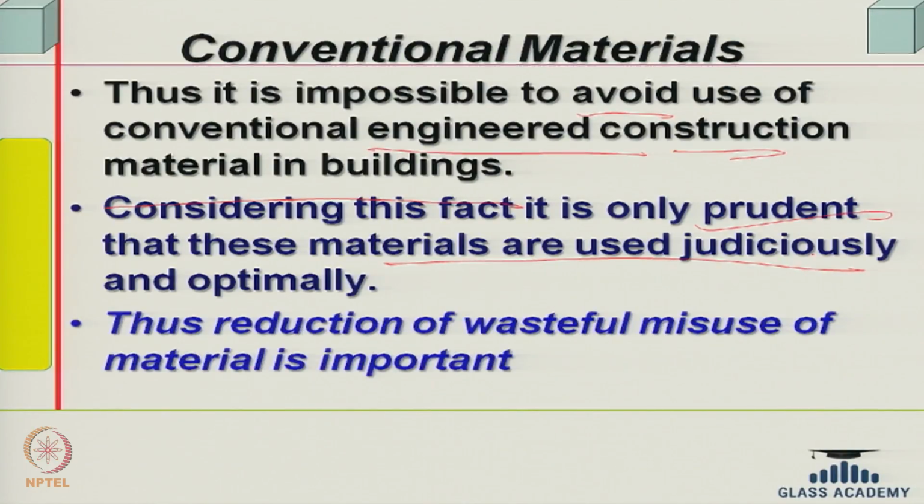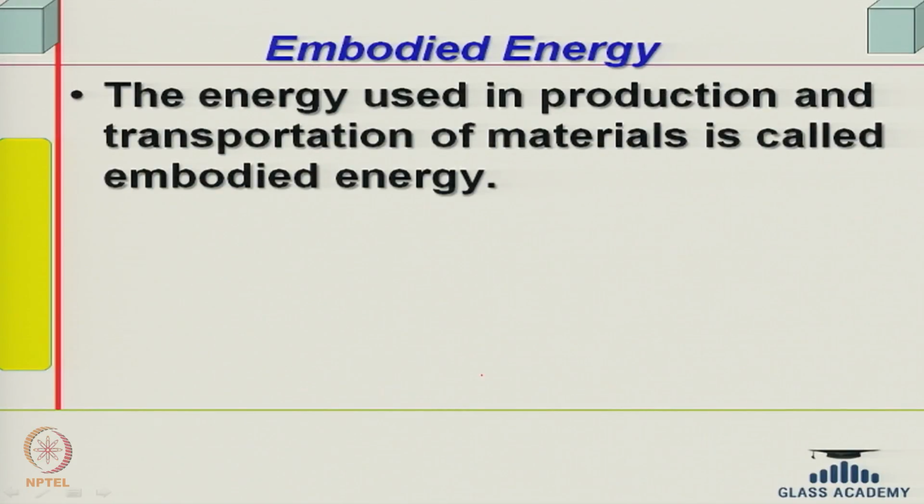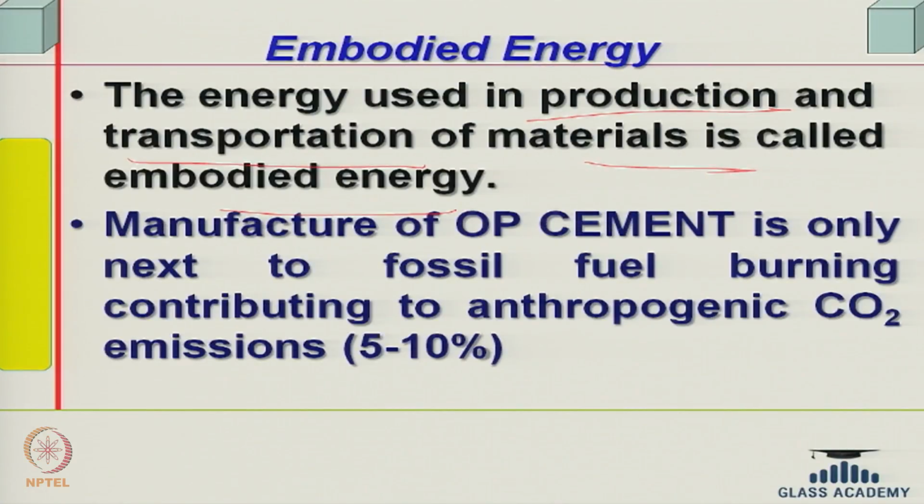From thermal design point of view, reduction of wasteful misuse of material is very, very important in the context of green building or green construction and sustainable construction. So, energy used in production and transportation of materials is called embodied energy, right. So, embodied energy of the envelope material is very, very important. Obviously, carbon dioxide is another issue, right. You know that OP cement, ordinary Portland cement, produces a large quantity of carbon dioxide, next to only fossil fuel, but I do not think I will go into that aspect. The point is important: carbon dioxide emission and embodied energy.